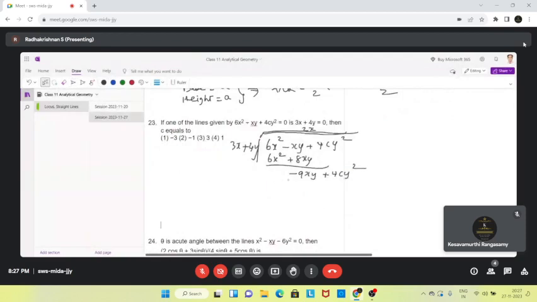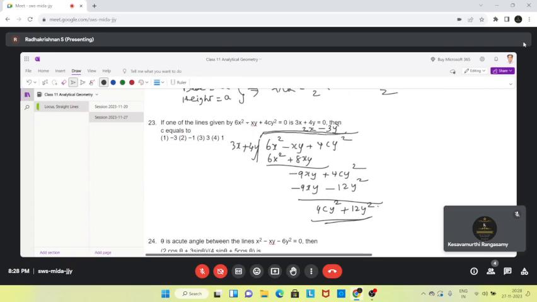Okay. So this is minus 9xy. So this has to be minus 3y. Then minus 3y into 3x is minus 9xy. And this will be minus 12y square. Subtract, what you get? 4cy square plus 12y square. Okay. So this is your coefficient and this is your remainder.